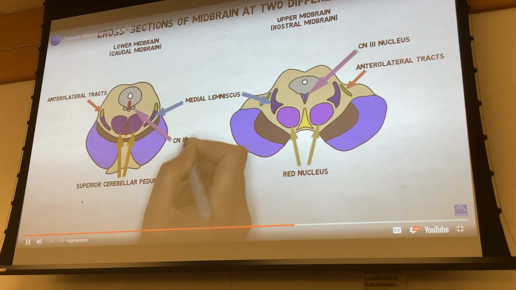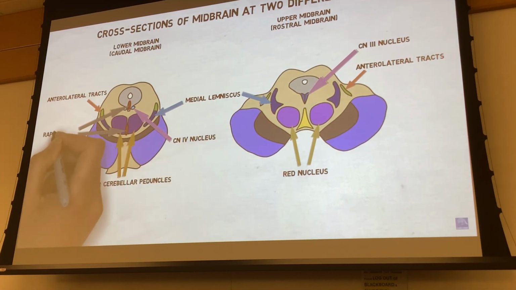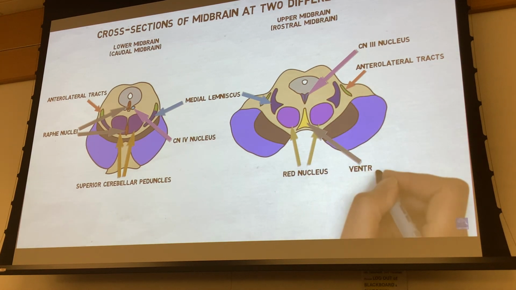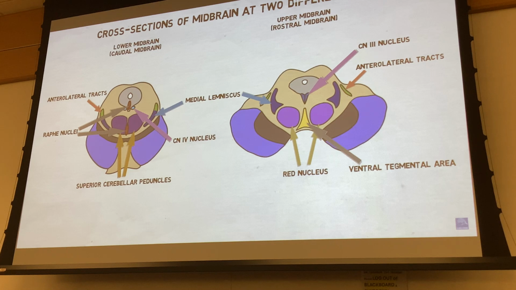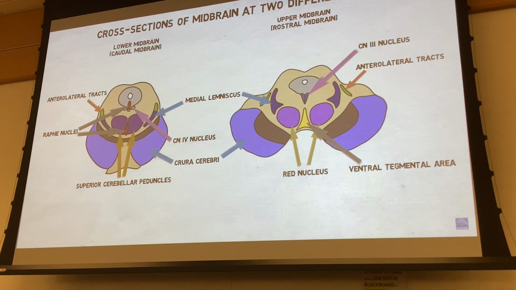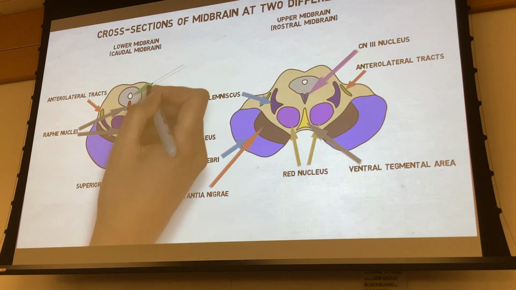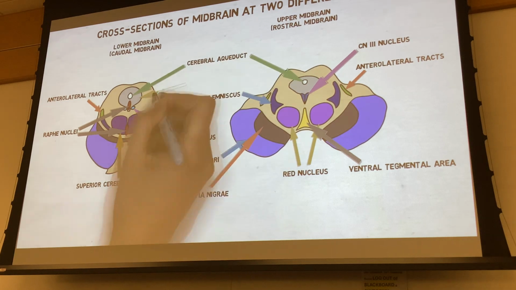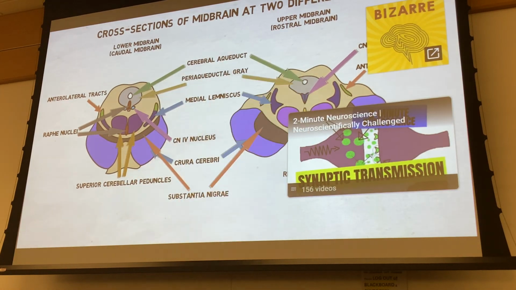nerves 4, as well as neurons that are part of the raphe nuclei, the major serotonin-producing neurons in the brain, and the ventral tegmental area, one of the largest collections of dopamine-producing neurons in the brain. The basis pedunculi include the crura cerebri, 2 large bundles of axons that contain fibers from motor pathways like the corticospinal and corticobulbar tracts. The basis pedunculi also include the substantia nigra, which is another major dopamine-producing structure in the brain. Finally, the area surrounding the cerebral aqueduct is called the periaqueductal gray. The periaqueductal gray is known for its role in pain inhibition.